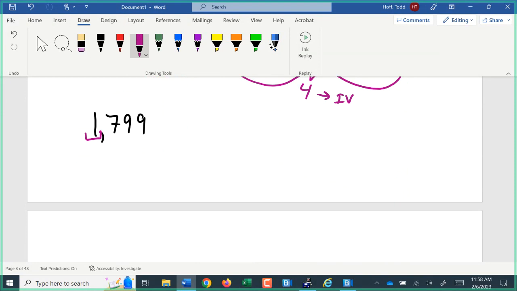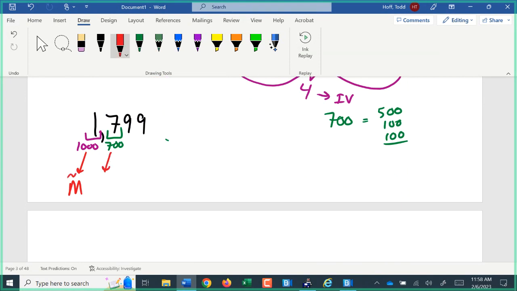So the first digit, the 1,000. That one's pretty simple, straightforward. It's an M for 1,000. Second digit is 7, stands for 700. We can do 700 as 500 plus 100 plus 100. There are no spots where we need more than 4 symbols, so that is just fine. So the 700 would be 500, which is D, plus 100 plus another 100, so CC.